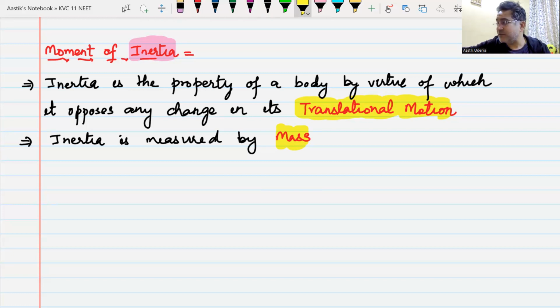Now, we have seen that there are two types of motion of a body. One is pure translation and one is rotation. And in rotation, the orientation changes. We remember this, yes or no? Orientation changes. Now, we have seen that everything has a counterpart in rotational motion. Mass, in translational motion, was doing the part of inertia, preventing the body from changing its translational motion. Therefore, in rotational motion, we have moment of inertia.